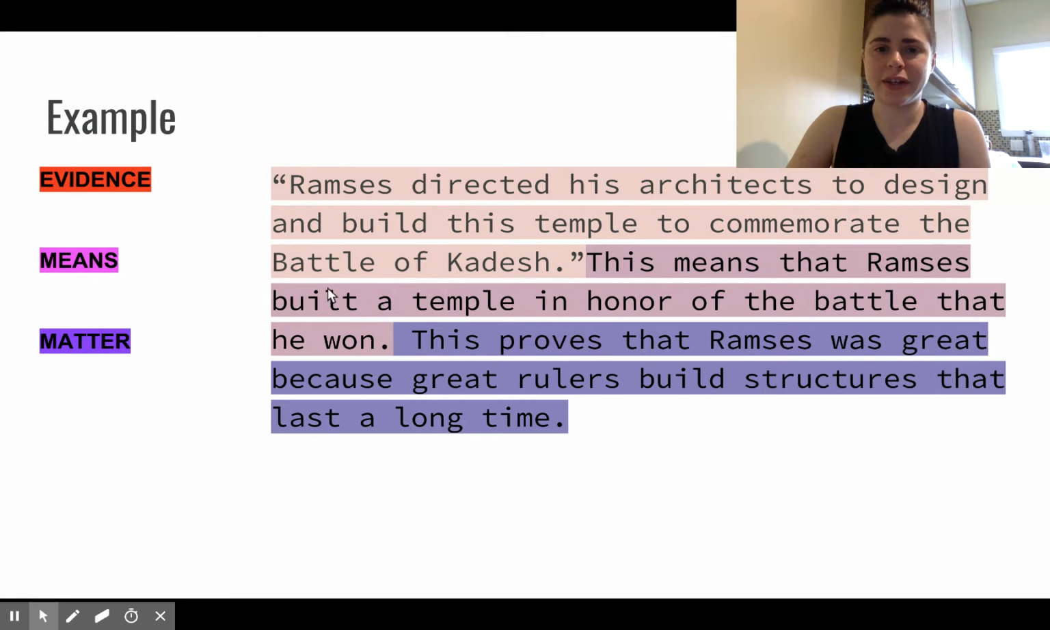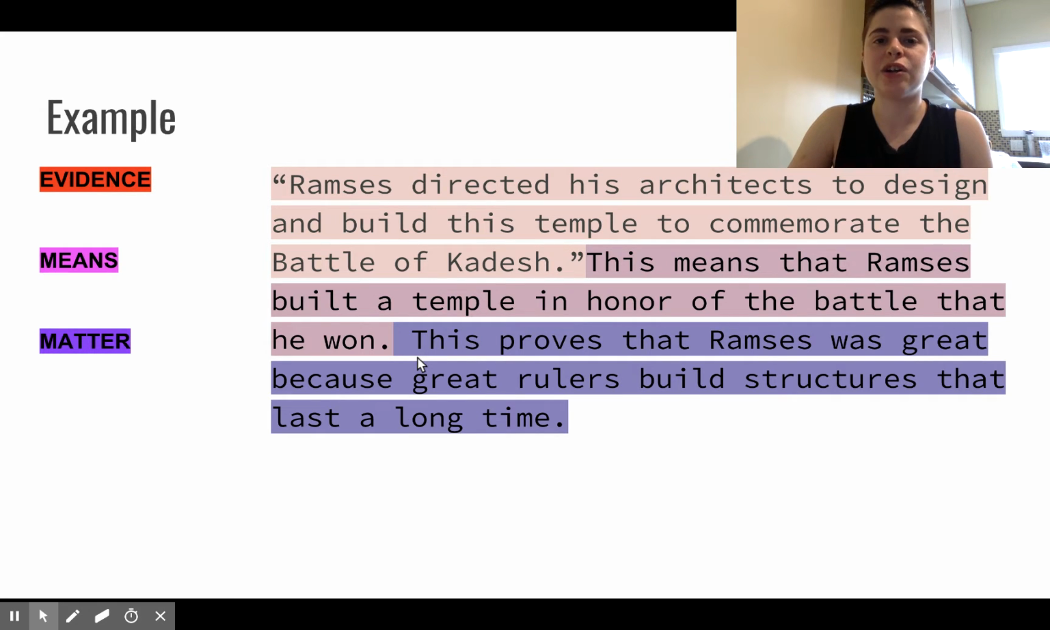So we've got our evidence. Ramses directed his architect to design and build this temple to commemorate the Battle of Kadesh. We've got what it means. This means that Ramses built a temple in honor of the battle that he won. What does this prove? So now we want to bring it back all the way up to the claim that we started with in this essay. This proves that Ramses was great because great rulers build structures that last a long time.